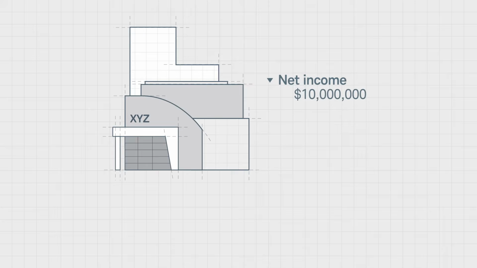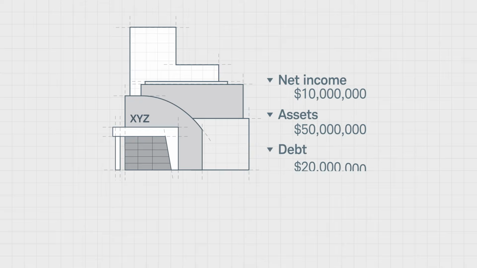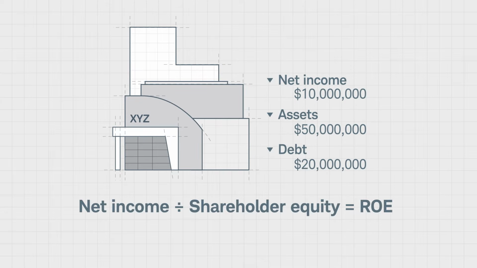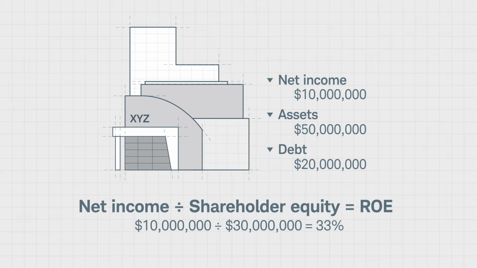Basically, it measures how effective a company is at turning its assets into profits. Let's say a company had a net income of $10 million last year. Let's say it had $50 million in assets and $20 million in debt. You take the $10 million and divide it by assets minus debt, or $30 million. That would mean this company has an ROE of 33%.